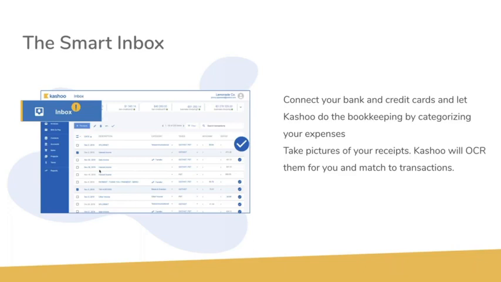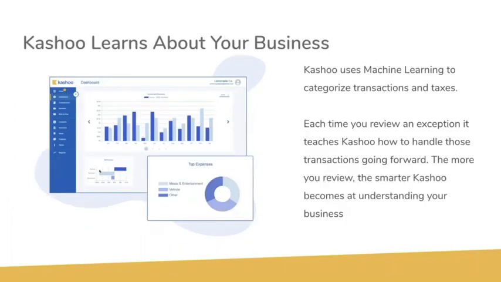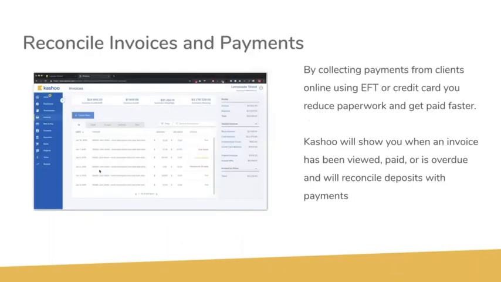You can also quickly snap a picture of a receipt on your phone, and it goes into your inbox. And when a matching transaction comes in from your bank, it'll match those things together. So very, very simple. The core of all of this is Kashoo learns about your business. The more you use Kashoo, and every time you categorize or recategorize an expense or a new customer comes into the system, Kashoo learns all about that. So the more you use it, the smarter it gets, and the less manual data entry you have to do.